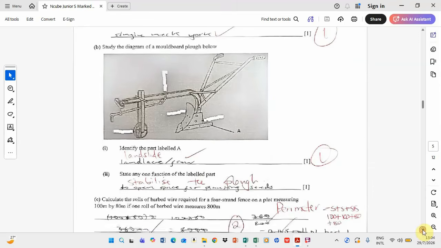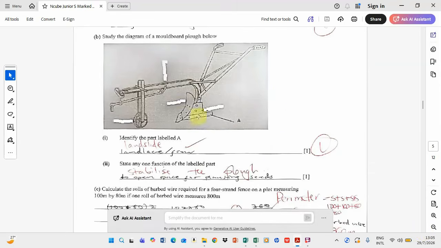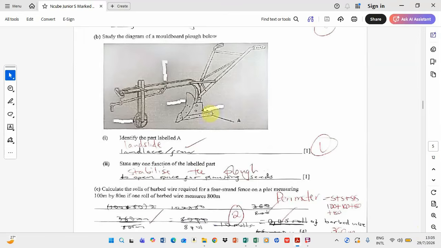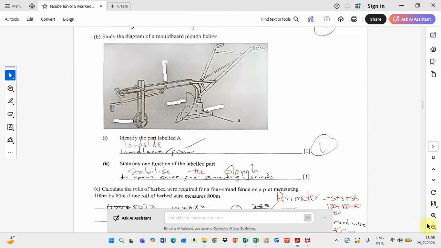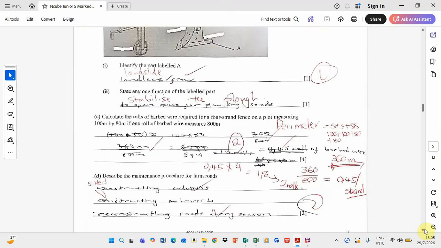And then let's move on. We have the small board plow, and the paddler belt is this one. So you're supposed to identify it. So this part is the landslide, and its function is for stabilizing the plow.